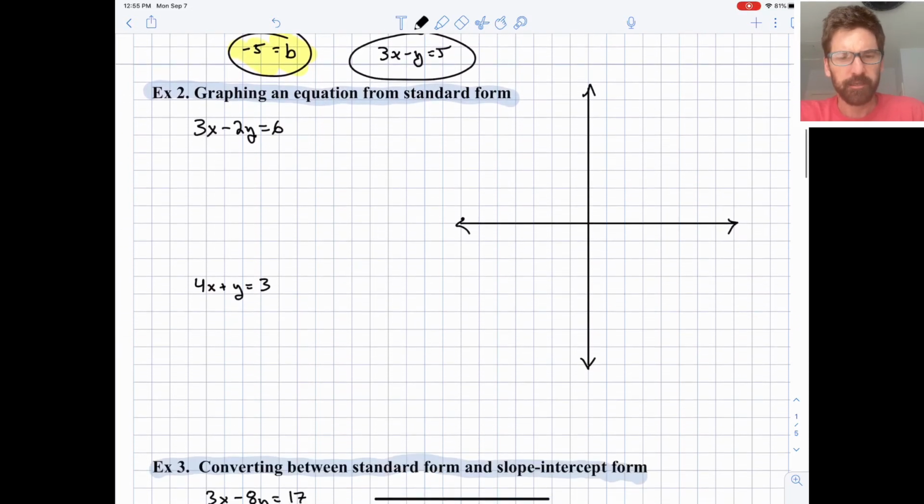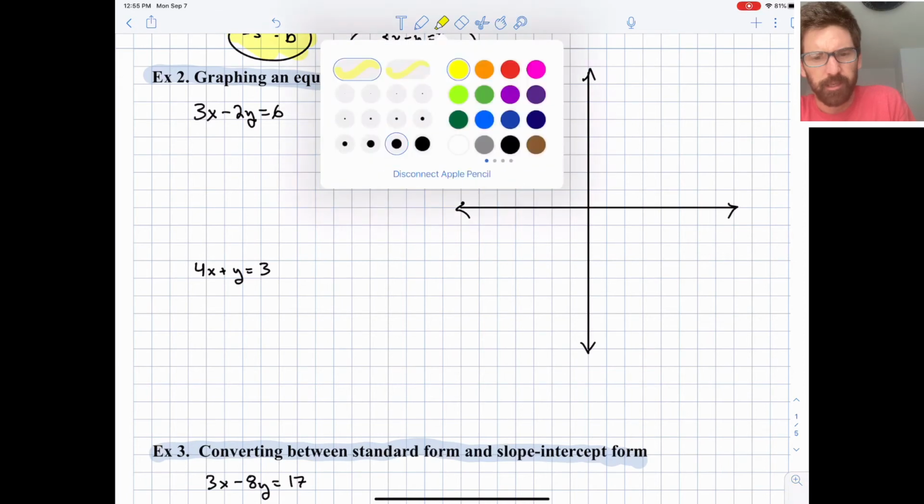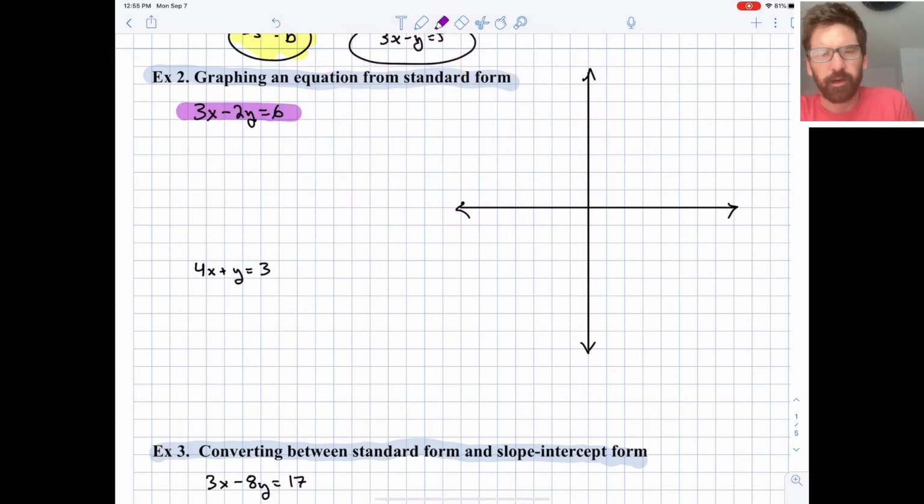The real benefit of standard form, I think, is graphing, and we're going to use what I call the intercept method. What that means is plugging in 0 for x and then separately plugging in 0 for y, finding a couple points and graphing them. So let's have this first one be our purple equation, and we're going to graph it with a purple line on our axes.